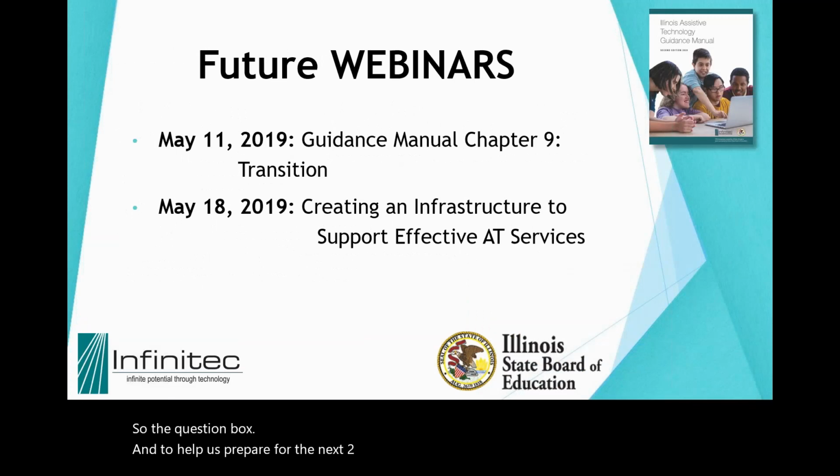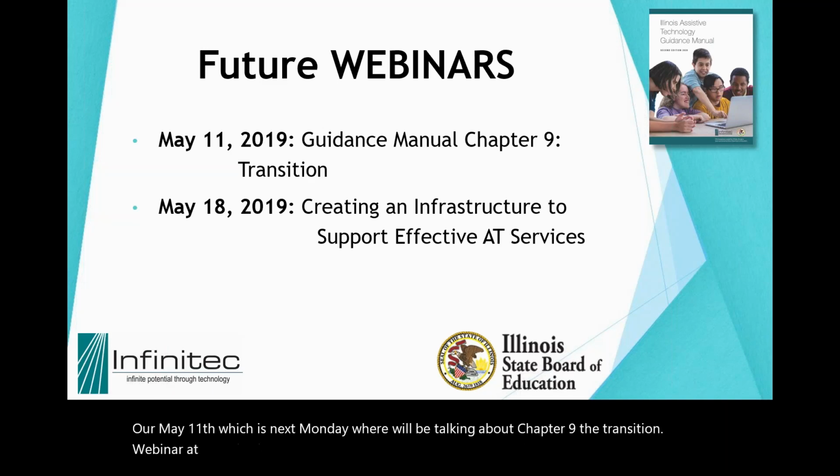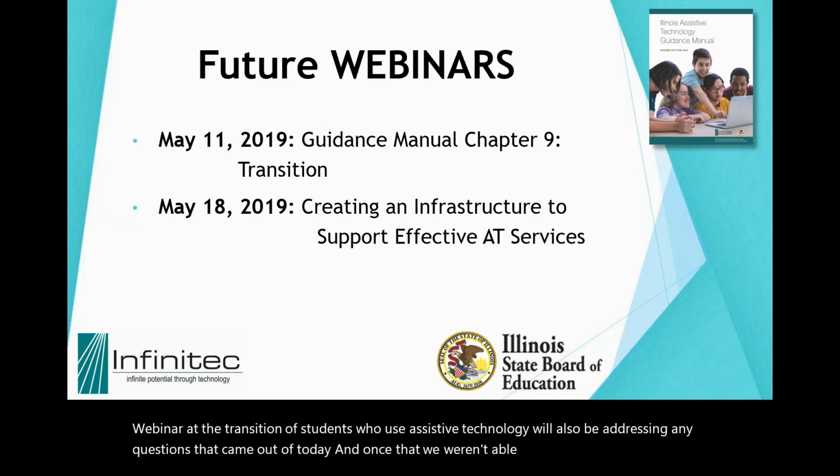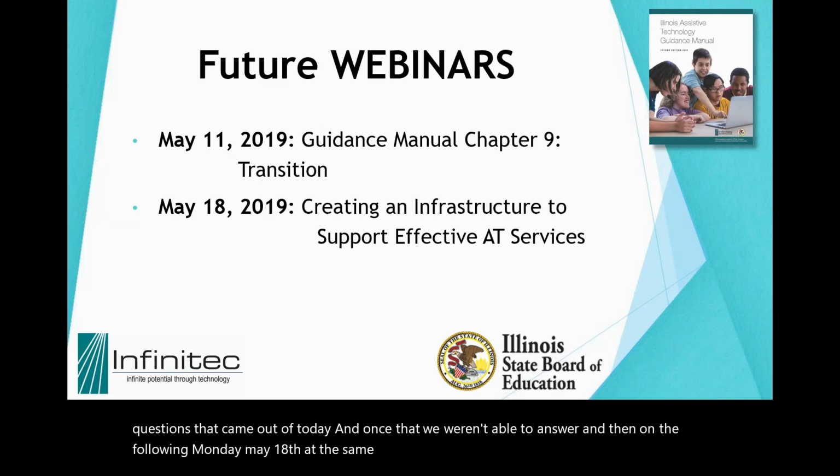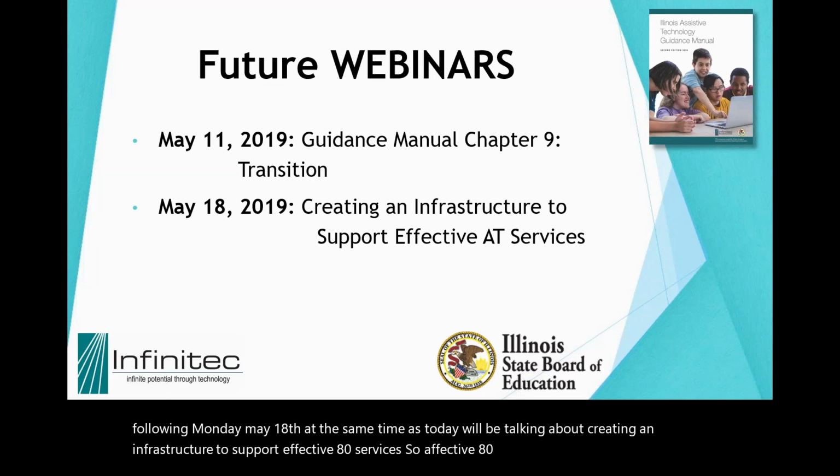The next two webinars are May 11th, which is next Monday, where we'll be talking about Chapter 9, the transition of students who use assistive technology. We'll also be addressing any questions that came out of today and ones that we weren't able to answer. And then on the following Monday, May 18th, at the same time as today, we'll be talking about creating an infrastructure to support effective AT services, so effective AT services at the district level.